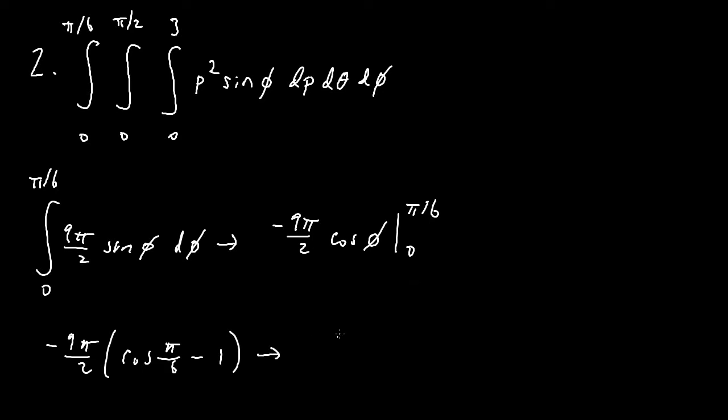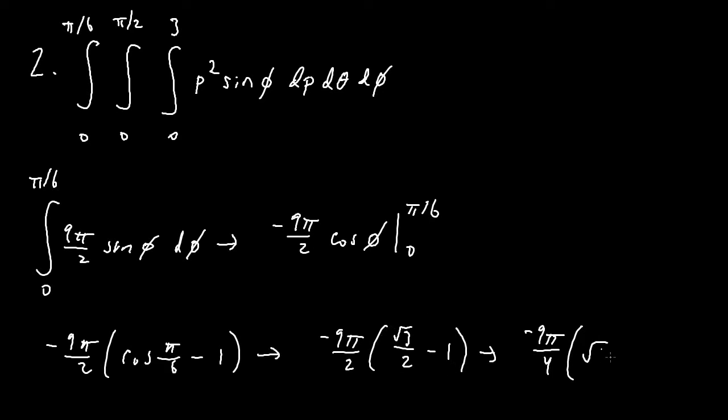So when I simplify, we'll get negative 9 pi over 2 times, cosine of pi over 6 is going to be square root of 3 over 2 minus 1. And so in order to simplify even further, I'm just going to go ahead and factor out a 1/2 and bring it outside to multiply by negative 9 pi over 2. So then we'll get negative 9 pi over 4, because that's negative 9 pi over 2 times 1/2, times, if I factor out a 1/2 from inside here, we basically get square root of 3 minus 2. And then I can go ahead and distribute the negative inside the parentheses. So then we'll get the final answer of 9 pi over 4 times 2 minus the square root of 3.